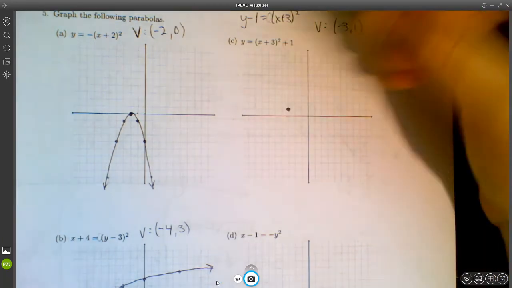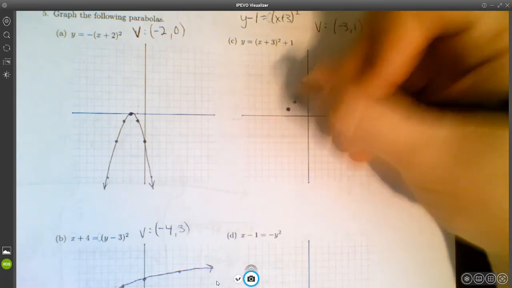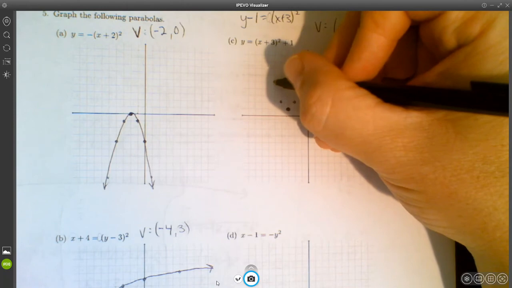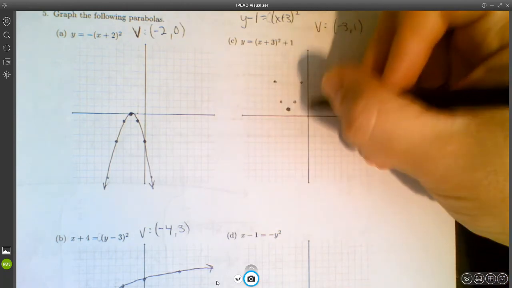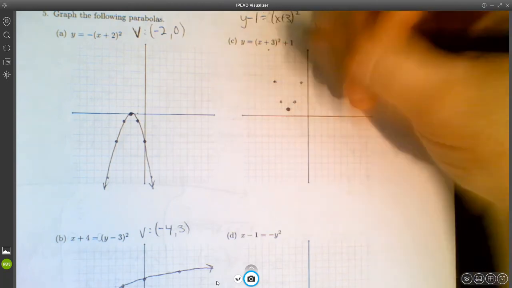Okay, and this one opens up. And there we go.